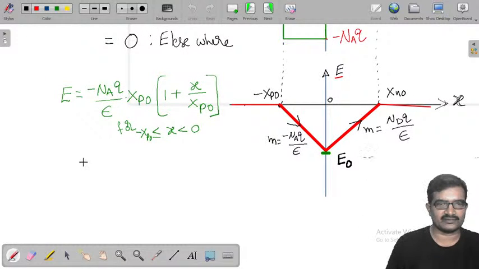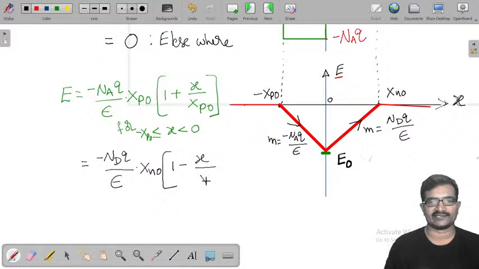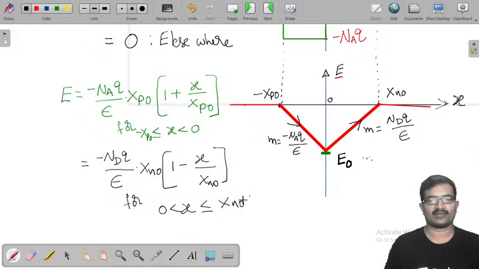Therefore this is also written as minus Nd into q by epsilon into, just follow this. In place of NA we have ND, in place of x p naught we have x n naught, and instead of plus we have minus because the region changed, x by x n naught. That's it. This is for x value greater than 0 and less than or equal to x n naught. And by default it is 0 elsewhere.